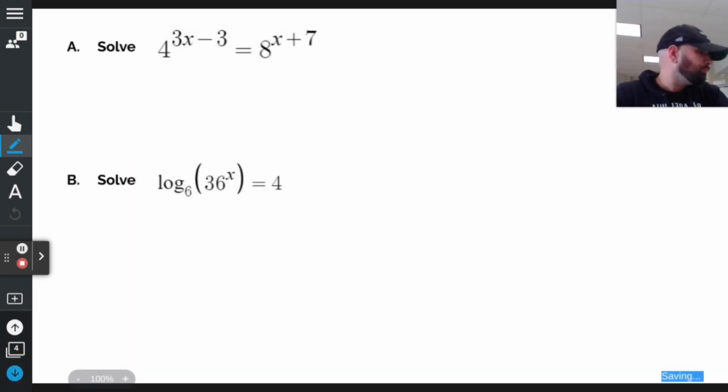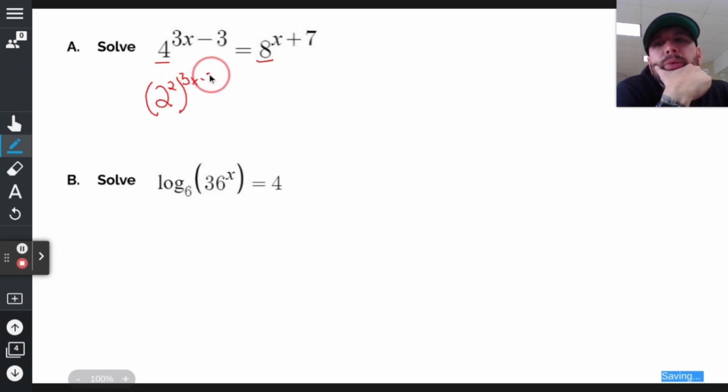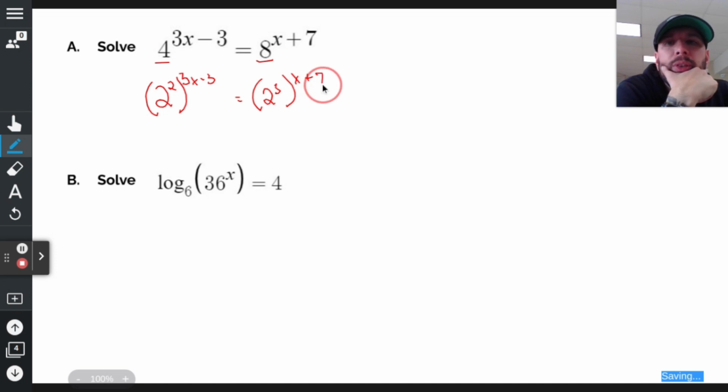So what do I do with all this fun knowledge? I'm going to solve. Now, no calculator needed. I have a base of 4 and I have a base of 8. What I could do is give both of these a base of 2. So if I make both of these a base of 2, that would be 2 squared to the 3x minus 3 is going to equal 2 cubed to the x plus 7.